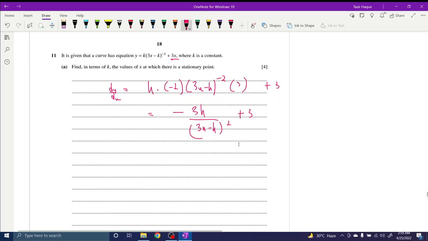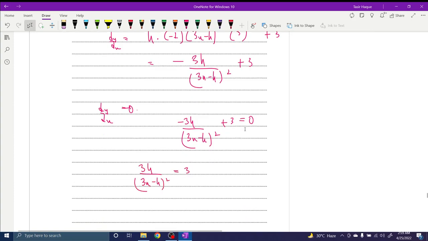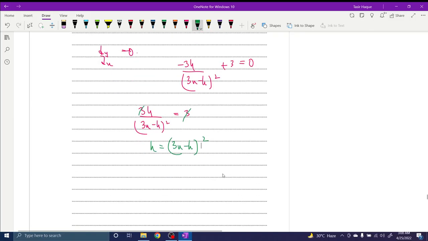This is it. Now we want to find out where the stationary point is. dy by dx equals 0. So minus 3k divided by (3x minus k) whole square plus 3 is equal to 0, or 3k divided by (3x minus k) whole square is equal to 3. Now we cut these off. k is equal to (3x minus k) whole square. This is what we got. Now we just need some simplification.